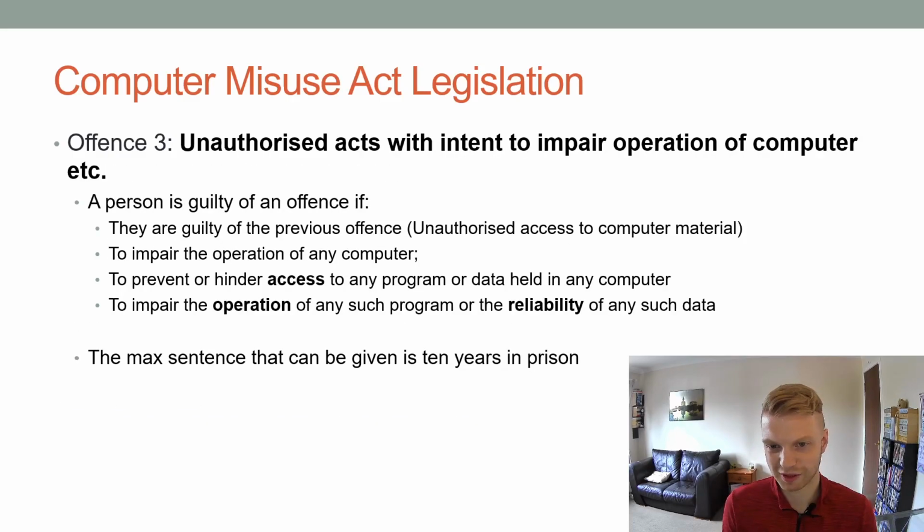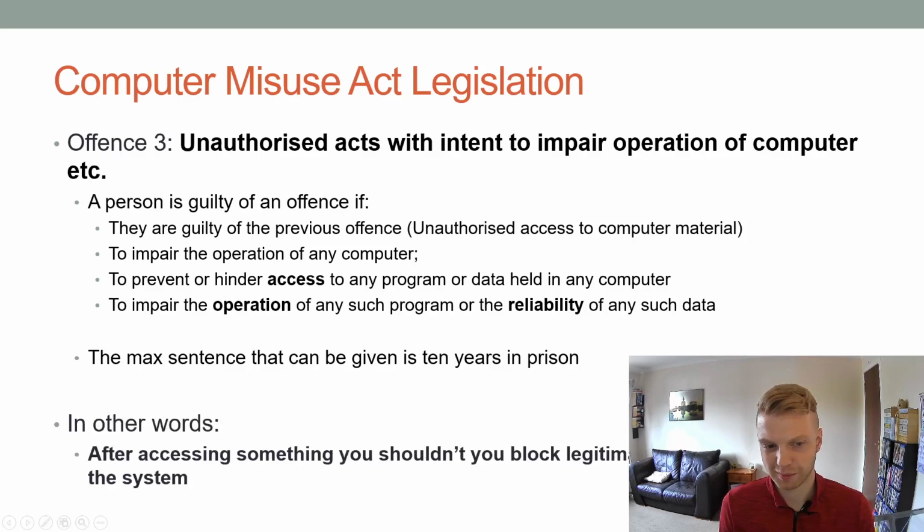The next level up is you want to block legitimate users from accessing the system. So just getting into the system is offence 1. Offence 2 is doing something with that data. The next level of offence is shutting that company down. That's the most severe one, and you can face up to 10 years in prison for this.